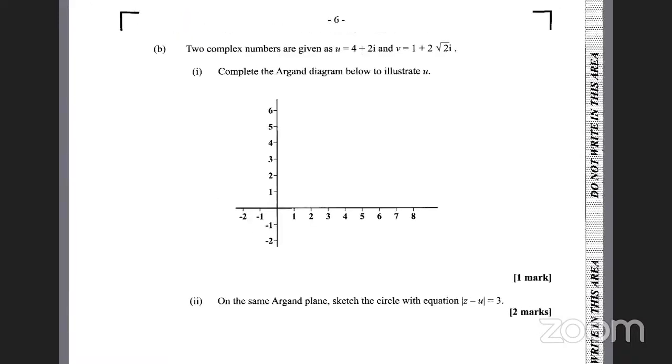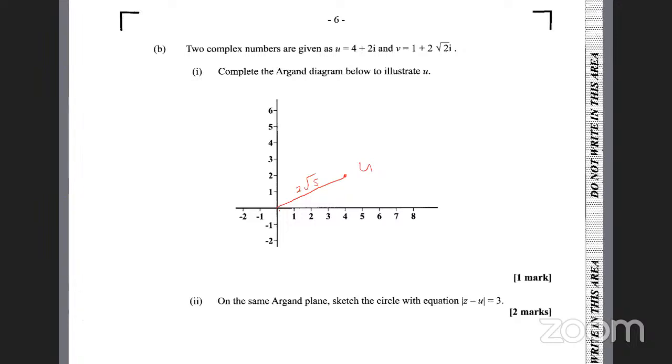Right, on the Argand diagram, they want you to plot U. So where is U? 4, 2. So that'll be somewhere right here. Right, so that's where U is. That's the modulus of what? 16 plus 4, root 20. You can simplify root 20 if you want. So that'll be 2 root 5.